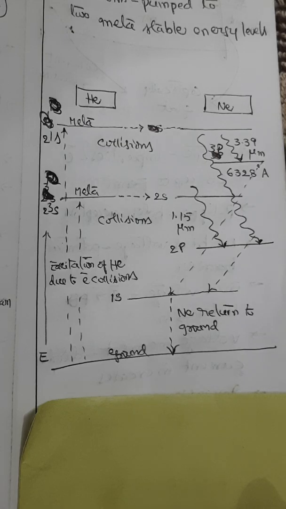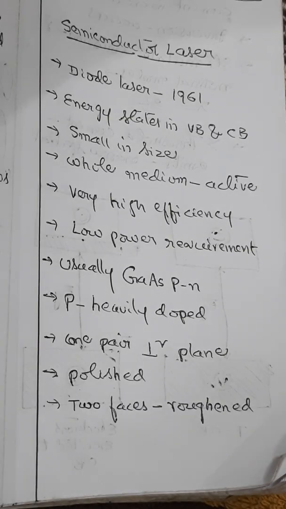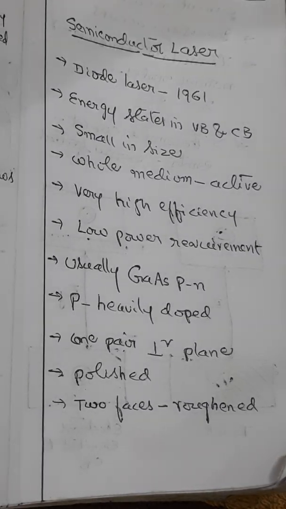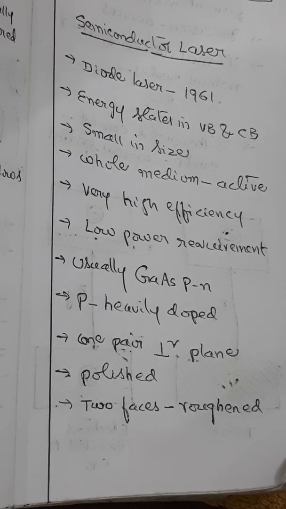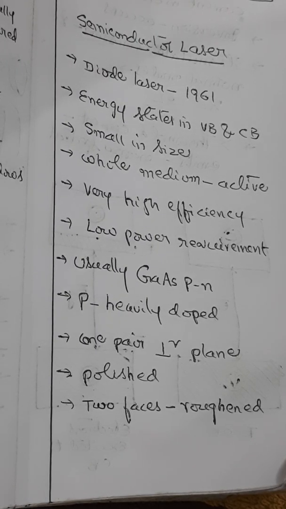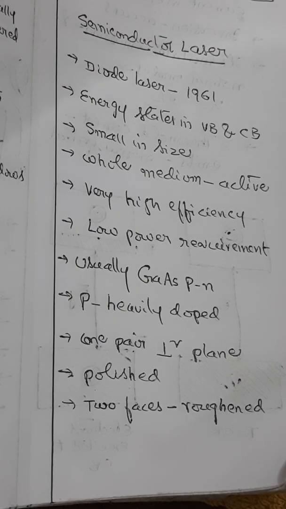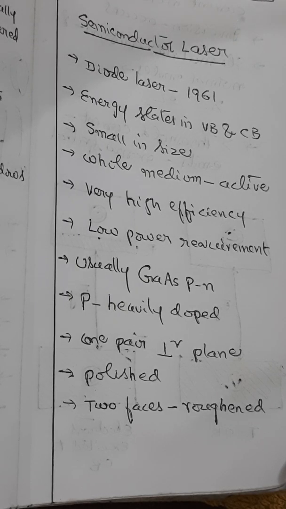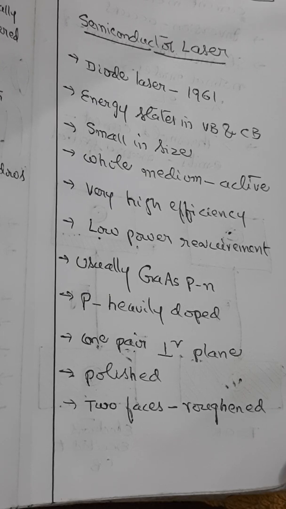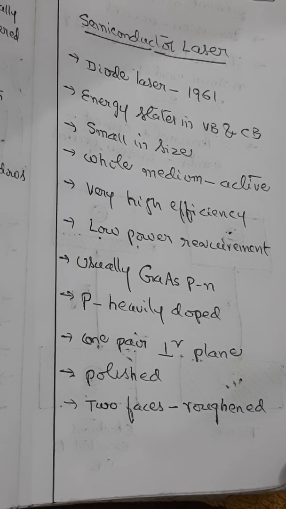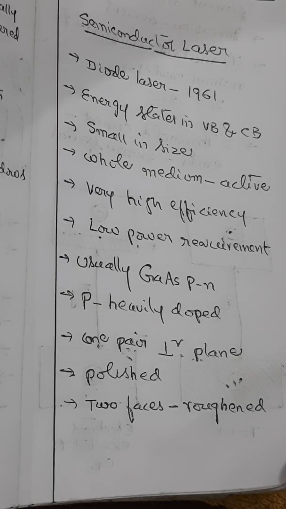Let us see yet another laser. We will try to understand the construction and working of yet another laser, namely the semiconductor laser. It is also called a diode laser. It was invented in the year 1961.